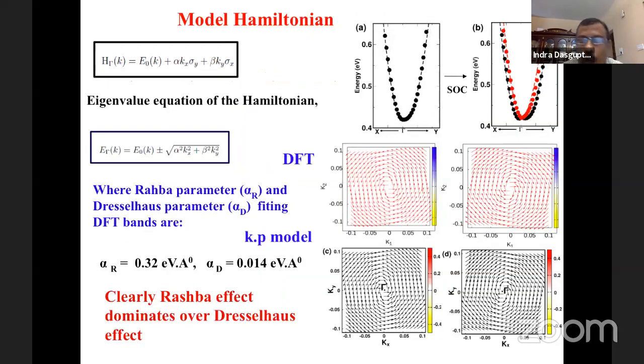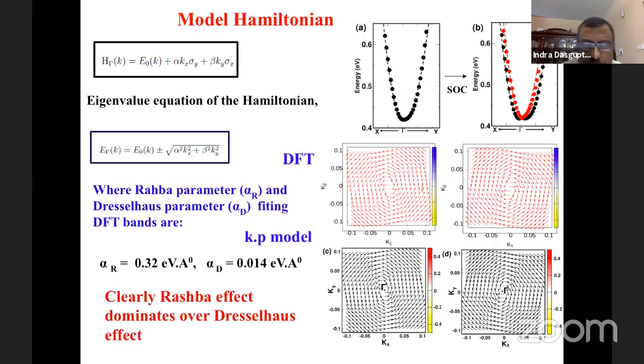Well, we can do a little bit more exercise, and that's what we have done. We have written out this model Hamiltonian, and then we have figured out the Rashba parameter and the Dresselhaus parameter for this system, right? This is our full DFT calculation, and this is our model calculation. So this is our full DFT band structure fitted with a model band structure, and the fit is excellent. And what we get at the end of the day is that for this system, the Rashba coefficient dominates the Dresselhaus coefficient. So here, for example, the Rashba effect dominates.